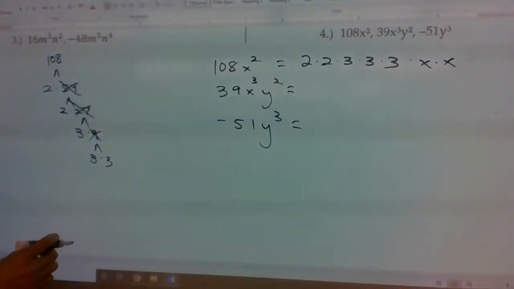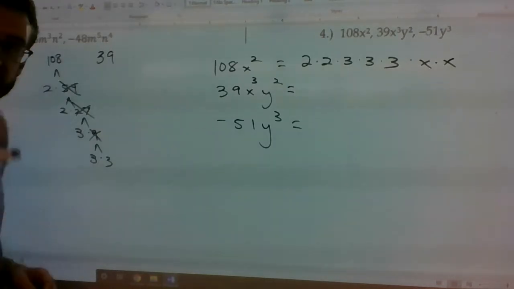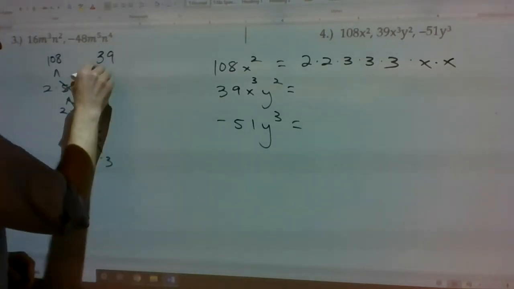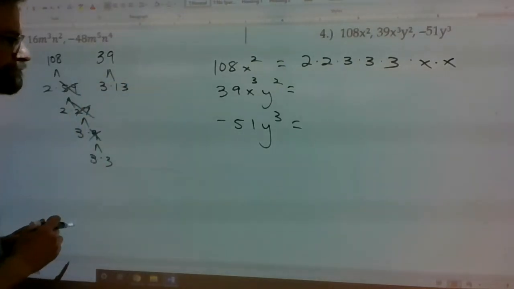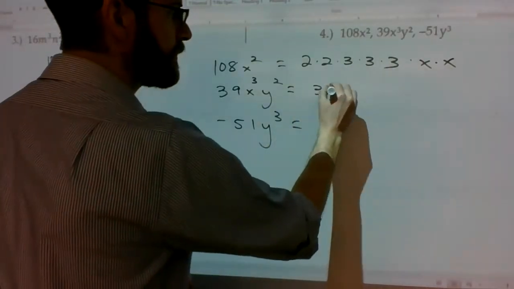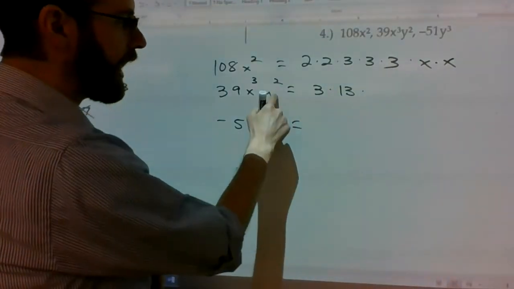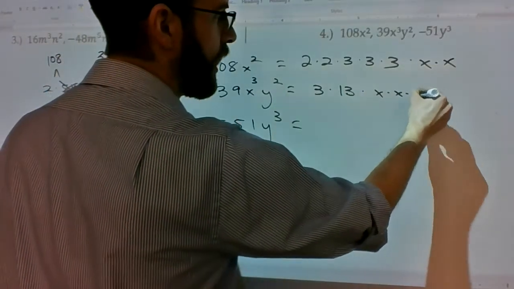All right, check out 39. Well, that doesn't divide by 2, but it does divide by 3. It ends up being 3 times 13. Both prime. You can't do anything more with it. And then x cubed y squared is x x x y y.